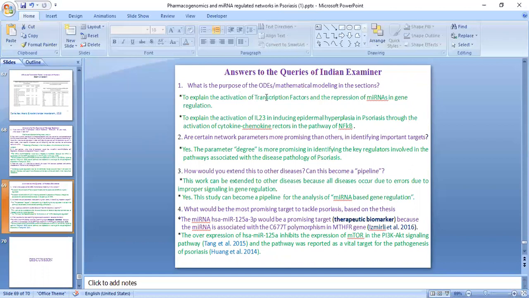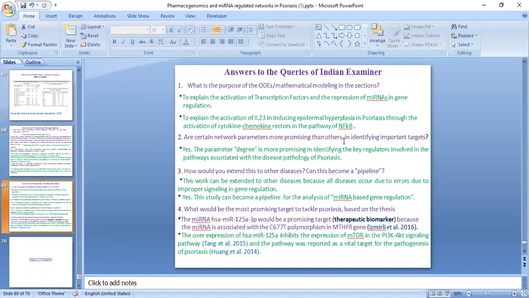And with respect to the purpose of mathematical modeling and differential equations in the sections, it is to explain the activation of transcription factors and the repression of mRNAs in gene regulation, and to explain the activation of interleukin 23 in inducing epidermal hyperplasia, and the activation of cytokine chemokine receptors in the NF-kappa-B pathway, or whether certain treatments are more promising than others. Obviously, the degree parameter, because degree is more important in most of the network analysis studies, and in our studies also we have experimental evidence for the parameter degree.